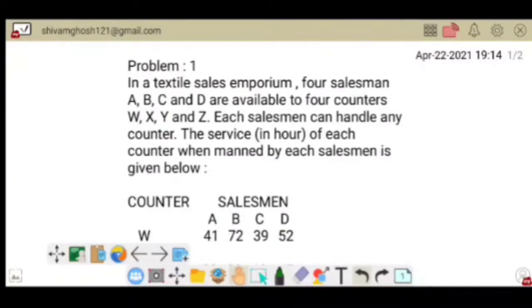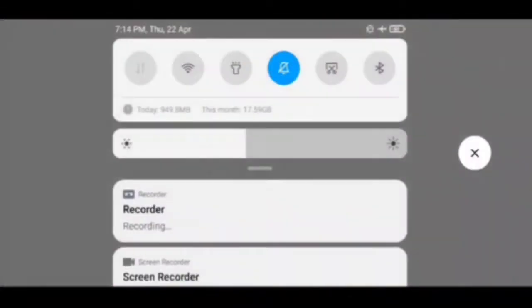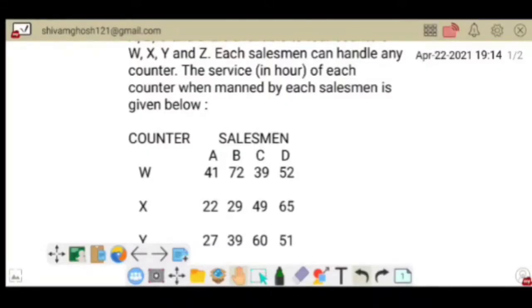Okay, the service time in hours of each counter when manned by each salesman is given below. So guys, you can see the service in hours. Hour means time, and time is indicated in the question, so we can easily understand that this question is indicating a minimization type of assignment problem.